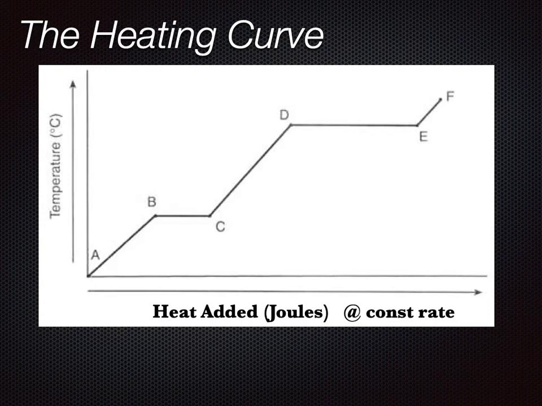When we're talking about temperature changes, we're looking at those line segments with positive slopes, so the A, B, C, D, E, F. When we're looking at phase changes, we're looking at those parts of the curve with zero slope, so DE represents the conversion between liquid and vapor, and the BC line represents the conversion between solid and liquid.